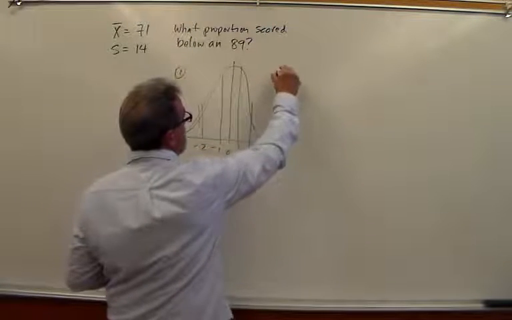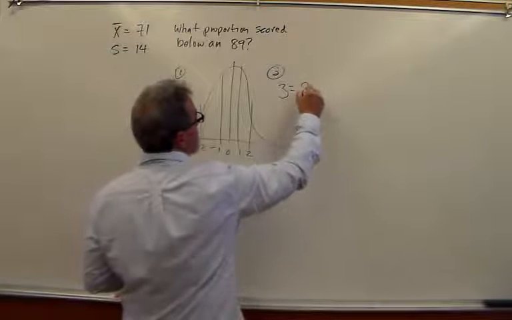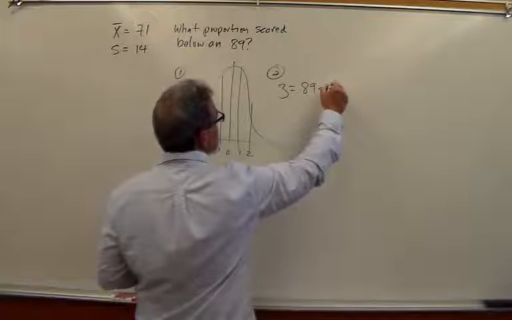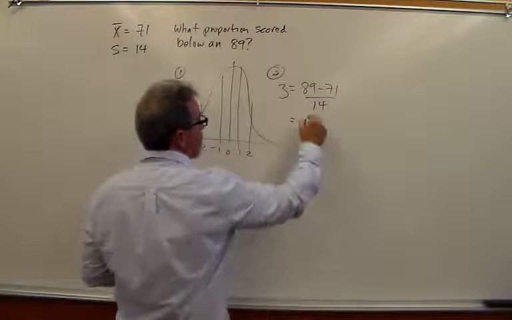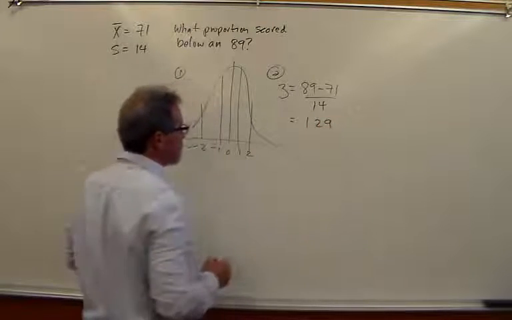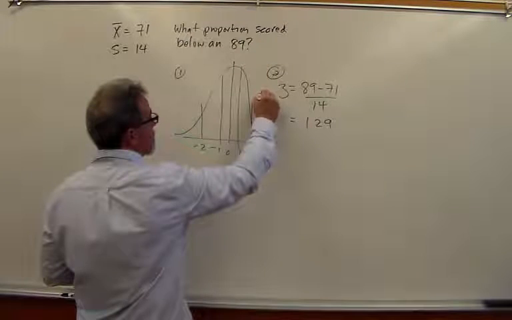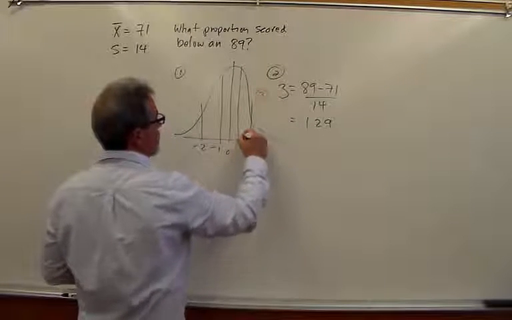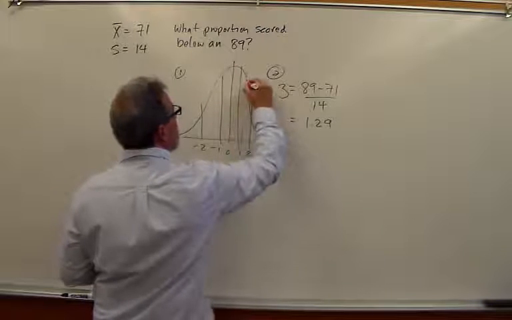Second step, calculate your z-score. In this case, the z-score is 89 minus 71 over 14, or a value of 1.29. Step number 3, place it on the axis. 1.29 is going to be about, whoops, a little crooked. Going to be about there.